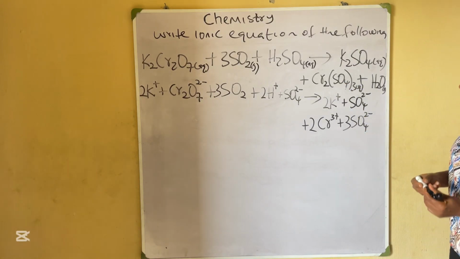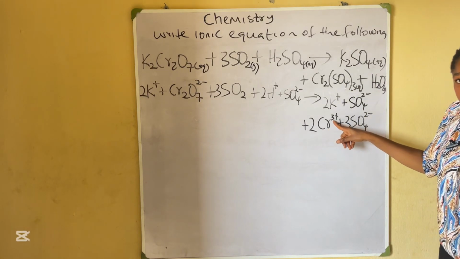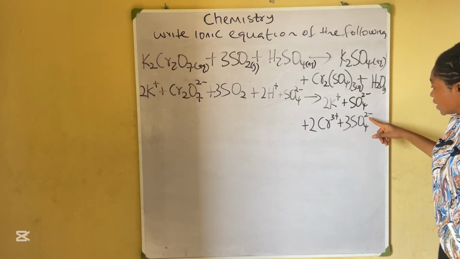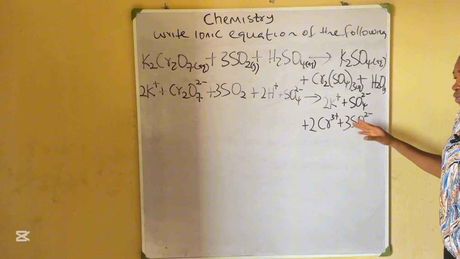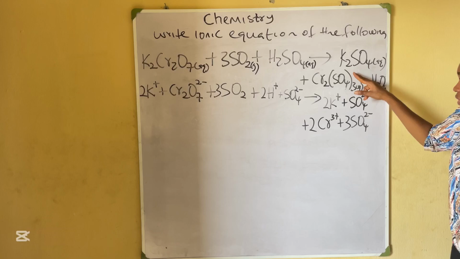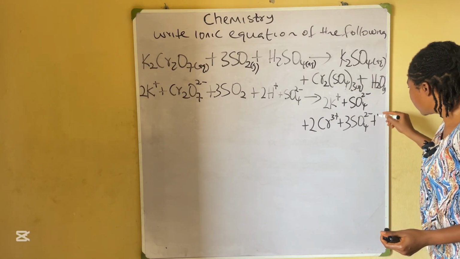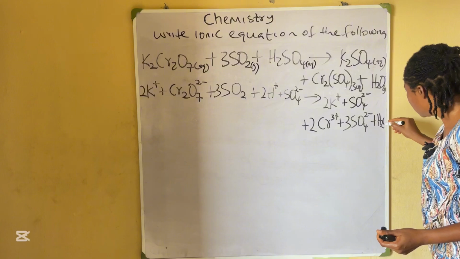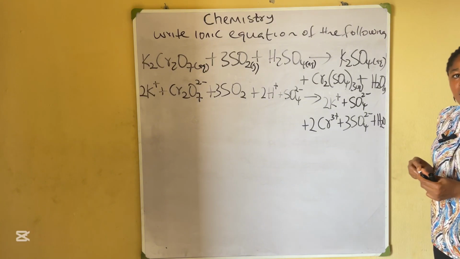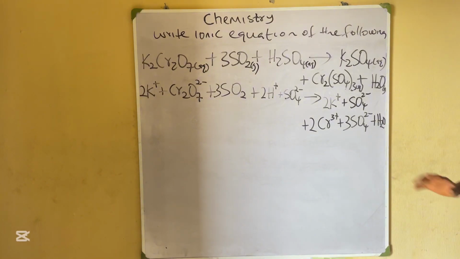So you can see, 2 times 3 plus is plus 6, and 3 times 2 minus is minus 6. So plus 6 minus 6 is 0. This component is not charged. Remember, water, you don't break up water. You leave it like that as a molecule. Water is a liquid, so leave it like that. Don't break up water and gas.